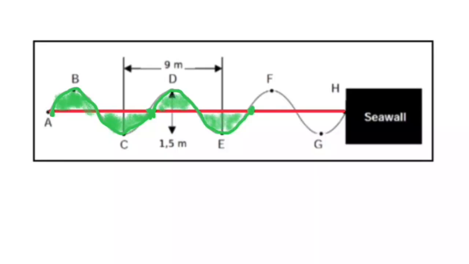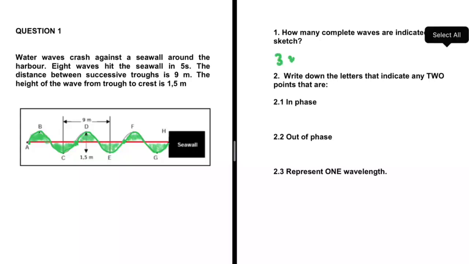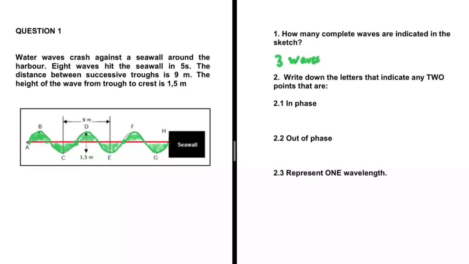And now let's go ahead and continue counting. If we keep going, when we reach this point, we have the third wave. Half a cycle. Half and half will always give you 1 whole. So there we go. We have 3 waves. How many complete waves are indicated on the sketch? 3 complete waves. The second question: write down the letters that indicate any 2 points that are in phase.